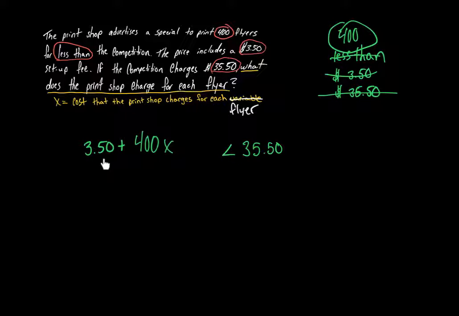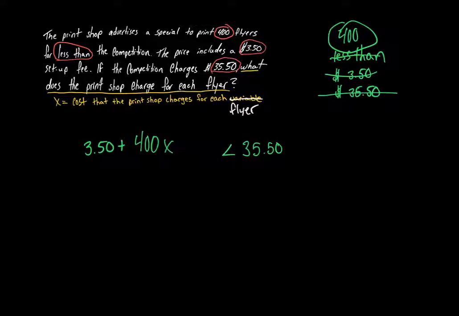$3.50 for the setup fee plus 400 flyers times the cost per flyer. Okay, the cost that the print shop charges for each flyer. So we're going to take 400 times the cost for each. And we want that to be less than our competition, who's charging $35.50. I think that makes sense. So let's go through and solve and see what we come up with.